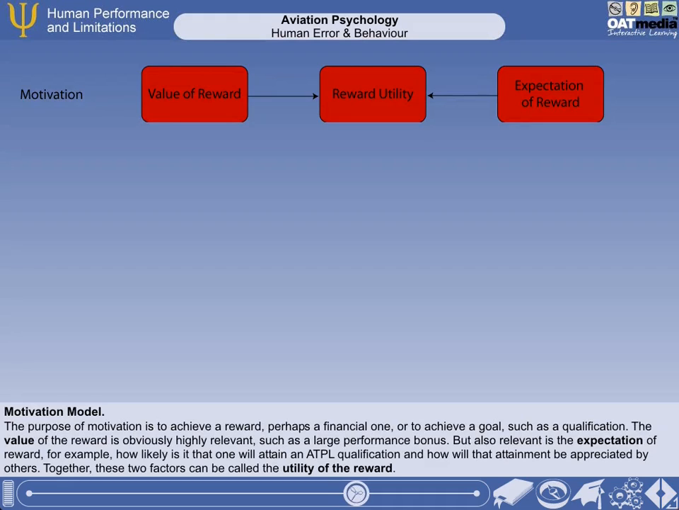The purpose of motivation is to achieve a reward, perhaps a financial one, or to achieve a goal, such as a qualification. The value of the reward is obviously highly relevant, such as a large performance bonus. But also relevant is the expectation of reward. For example, how likely is it that one will attain an ATPL qualification, and how will that attainment be appreciated by others? Together, these two factors can be called the utility of the reward.